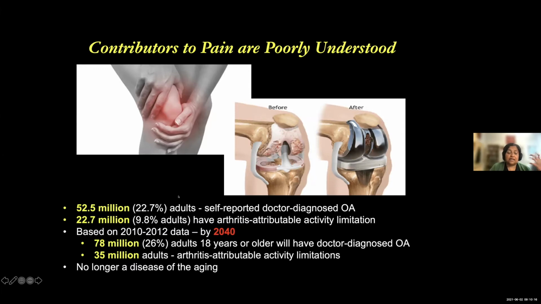It is an extraordinarily prevalent disease. 52.5 million adults have self-reported or doctor-diagnosed osteoarthritis. The scary thing is by 2040, the numbers are expected to increase drastically. And it is no longer a disease of the aging. And the reason for that is there is a class of osteoarthritis, which is called post-traumatic osteoarthritis, occurring as a result of ligamental injuries like ACL injuries. Sports people often get it, and other injuries to the meniscus and other tissues.